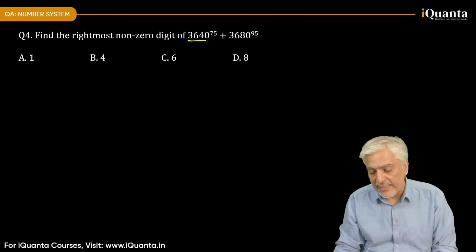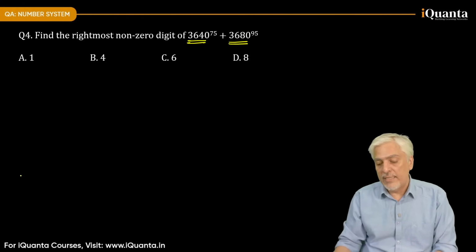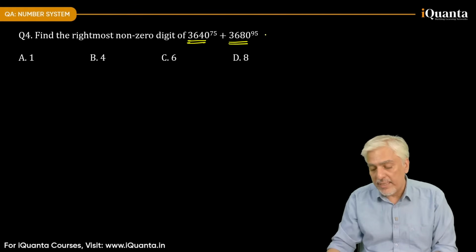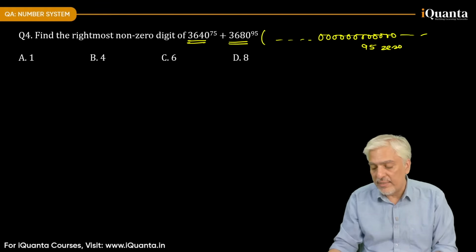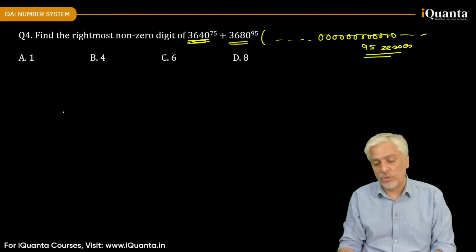Now, this is only till 75 and this is till 95. This means 4 is the correct answer. Let me explain. Whatever number this is, it will have 95 zeros, while this will have only 75 zeros.